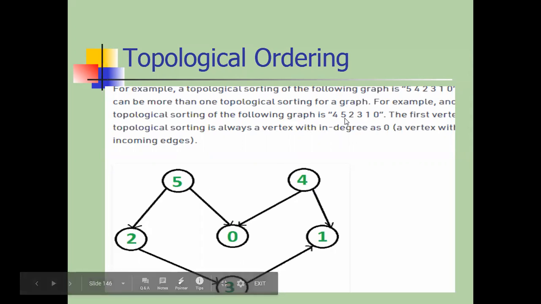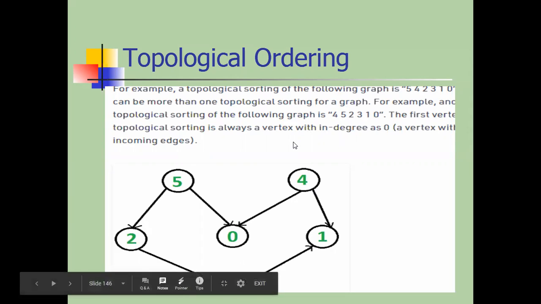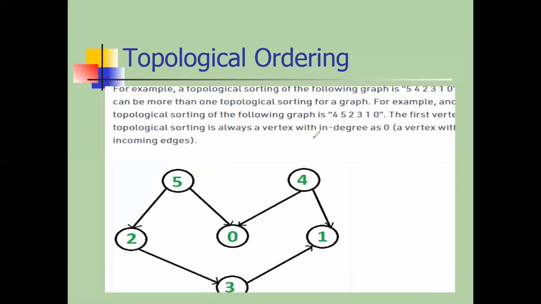How should 4 come? The first vertex in topological sorting is always a vertex with in-degree 0. Meaning there is no incoming edge. Just concentrate here, there is only one rule. Suppose this is the ordering given: 4 5 2 3 1 0. This is 4, the first vertex. Let's say 5 is the second vertex. The in-degree of the first vertex should be 0, because there should not be any vertex before it.